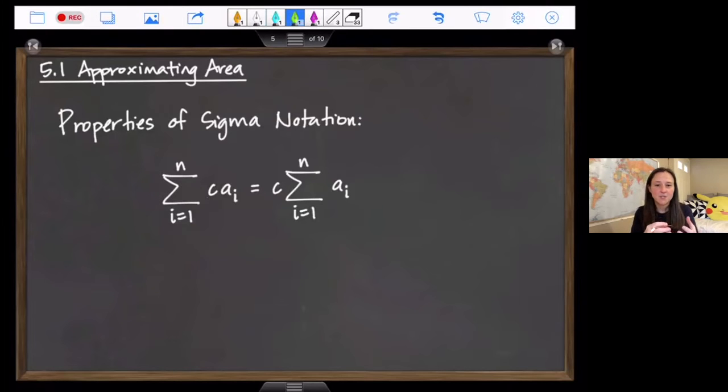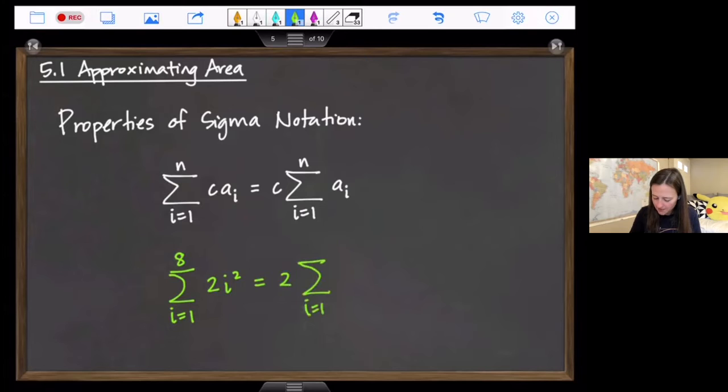Our second property of sigma notation says that if you have a constant multiple on a formula inside sigma notation, you can pull that constant outside the sigma notation, then evaluate the sigma notation independently and just multiply it by c at the end. So let's say that we had the sum i equals 1 to 8 of 2i squared. That says that I can take that 2 and pull it outside the sigma notation. So I can say 2 times the sum i equals 1 to 8 of i squared. Then I could go ahead and add up all those 1 squared plus 2 squared plus 3 squared all the way to 8 squared. And at the end, just multiply it by 2.